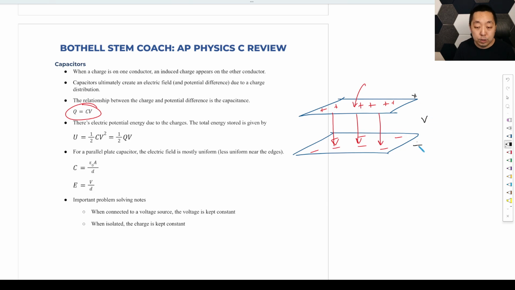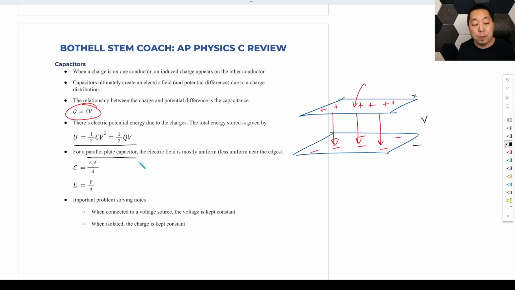So you have a potential difference here, and you might have an amount of charge causing that potential difference. And so Q equals CV is the relationship there. The total energy stored in a capacitor can be given by 1/2 CV squared or 1/2 QV, and you can derive each of these equations from the other one by using Q equals CV.